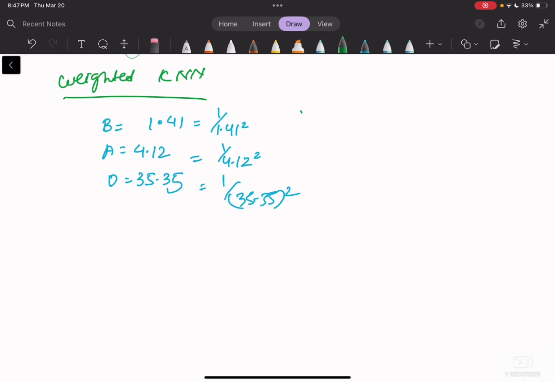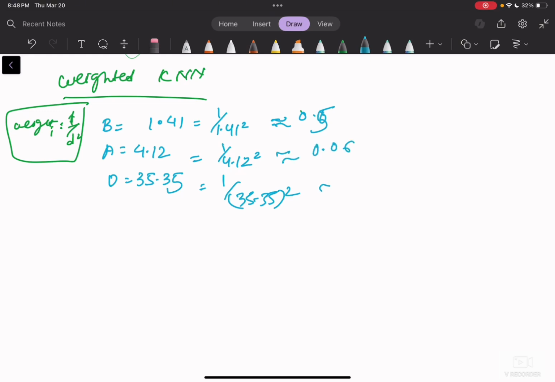Weight i equals 1 by d squared. The values for these would roughly be 0.5, roughly 0.06, and then 0.008. So this is cat, this is also cat, and this is dog. So the cat still has higher weighted vote. So we still predict cat, but now the way we're thinking about it is just smarter than what we were doing earlier. So yeah, these are some of the core concepts.